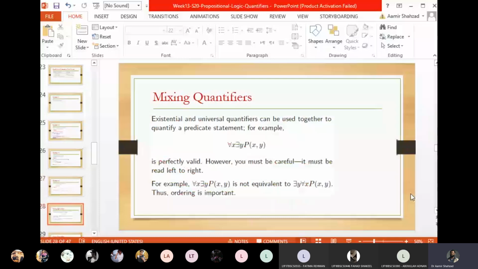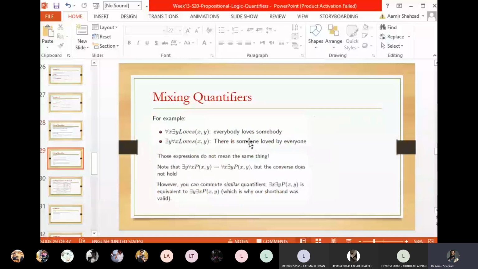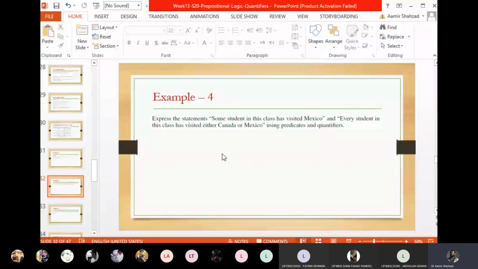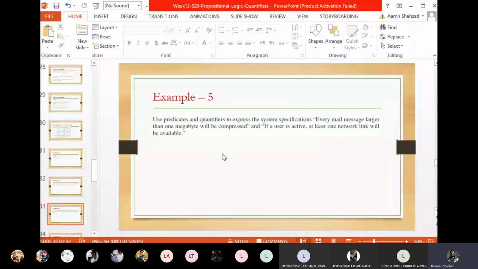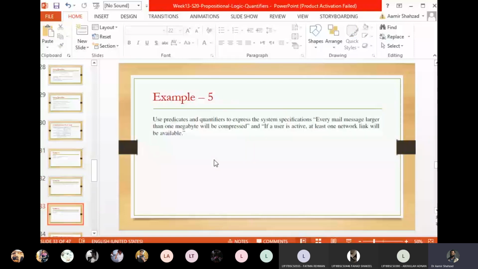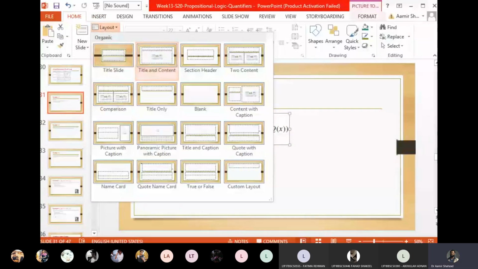Next are mixing quantifiers, when we have more than one quantifier. How we use and analyze this, I think we can cover in the next class. There are some more examples, so we can do them in the next class. Maybe we can do this example. This is a good example. We can do it quickly and then finish the class.